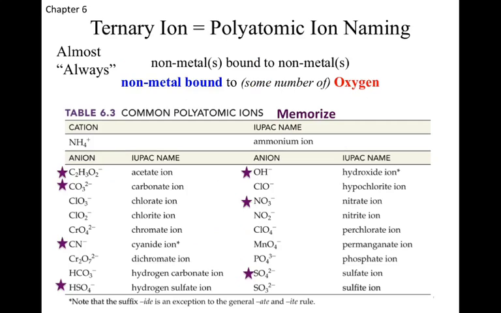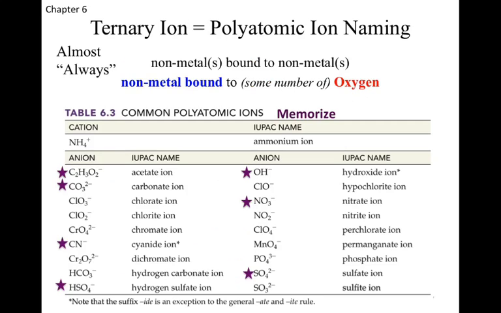Those were our binary compounds. Now we can move into our ternary ionic compounds, which is really just a fancy way of saying polyatomic ion naming, which is also really just a fancy way of saying we have a couple nonmetals bound to some number of something else. Okay? Your polyatomic ions, we'll address them on their own first before we look at larger compounds. They're almost always made up of nonmetals bound to nonmetals, to generate an ion.